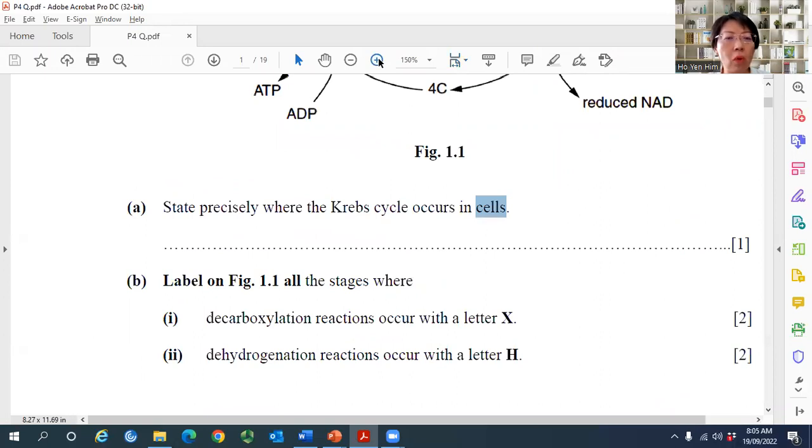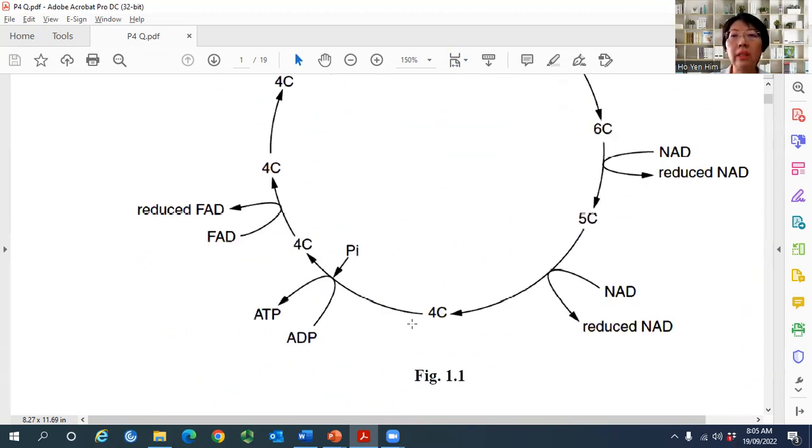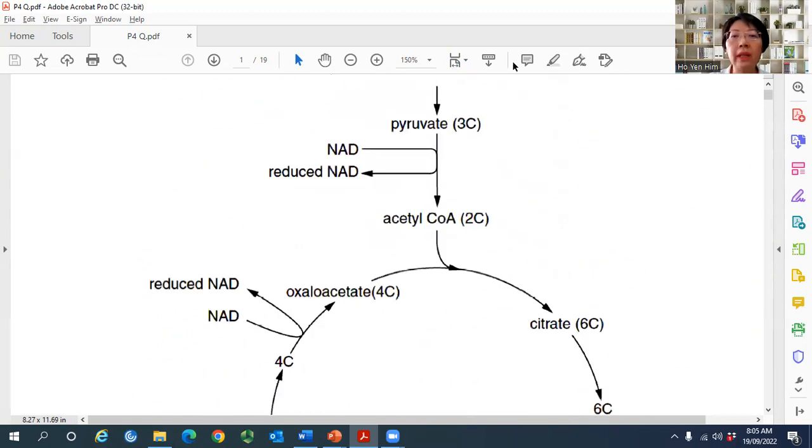Label on figure 1.1 all the stages where decarboxylation and dehydrogenation reactions occur with a letter H. So for decarboxylation, it's very easy. As long as you see wherever the number of carbon changes from 3 carbon, it drops to become 2 carbon. So this is where you can label this as X. So this is the first one. So altogether there are 3.